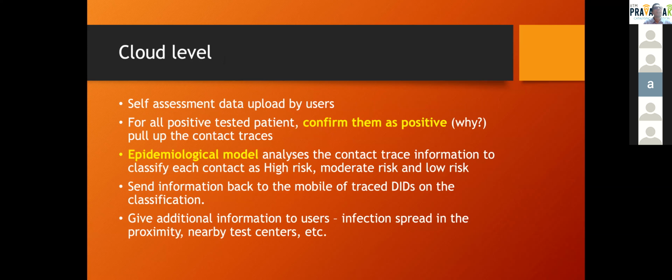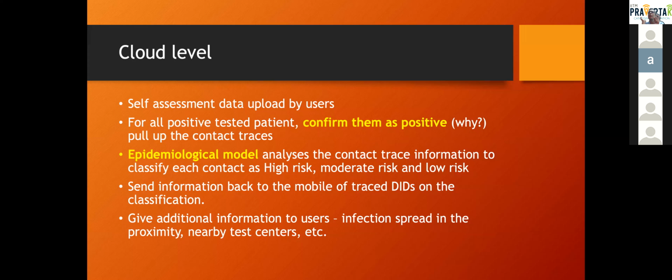So these are all the basic things that the intermediary, that is your mobile phone, will do. Right? And now we go to the cloud level. What is this cloud level? Cloud level is where all this data goes. So what will the cloud level do? All the self-assessments done by these users will get uploaded to the cloud. And for all positive patients, the cloud will be responsible for confirming that they are positive. Already explained why, right?